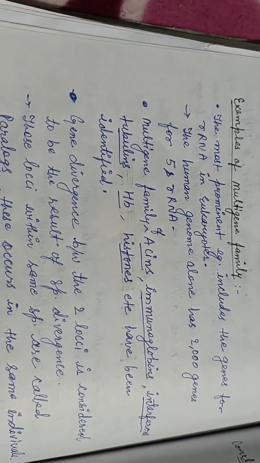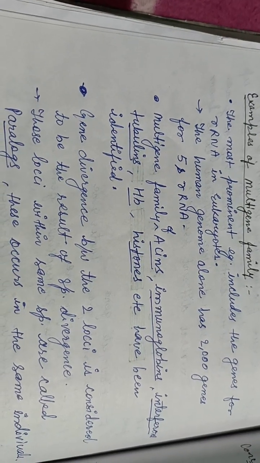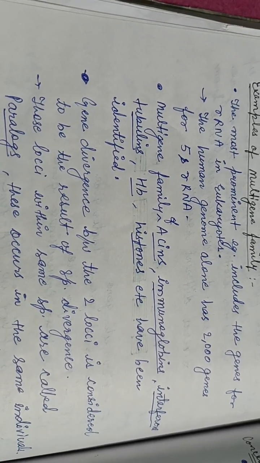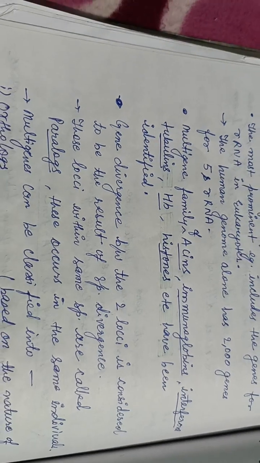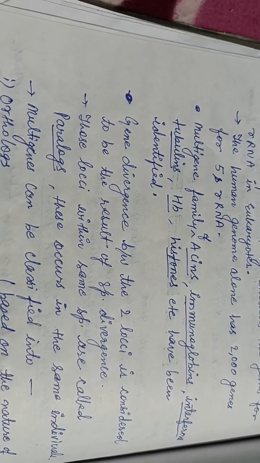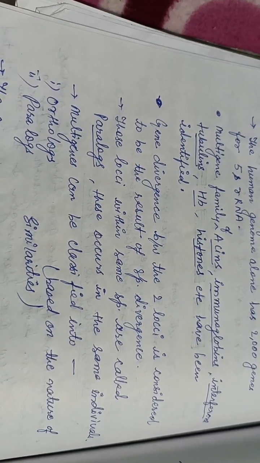Examples of multigene families: the most prominent example includes the genes for rRNA, that is ribosomal RNA, in eukaryotes. The human genome alone has 2000 genes for 5S RNA. The rRNAs are 18S, 5.8S, 5S, and 28S. Multigene families of actins, immunoglobulins, interferons, tubulins, hemoglobin, histones, etc. have been identified. Multigene families can be classified into orthologs and paralogs.